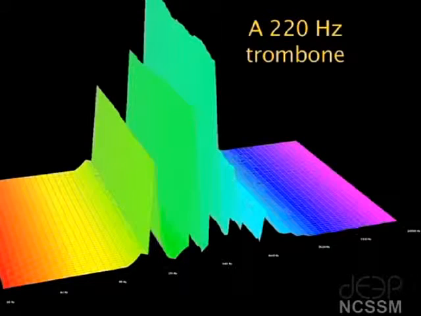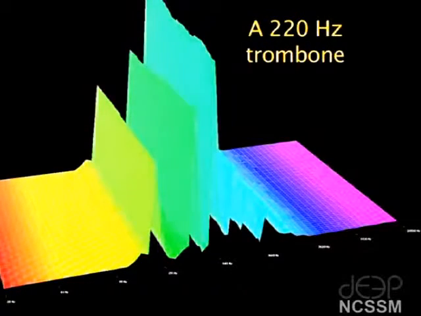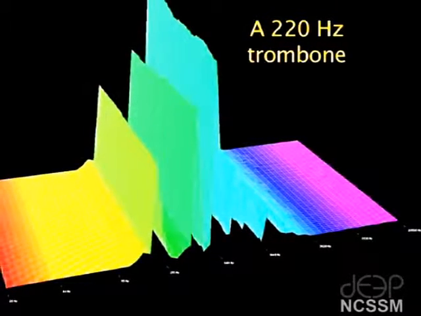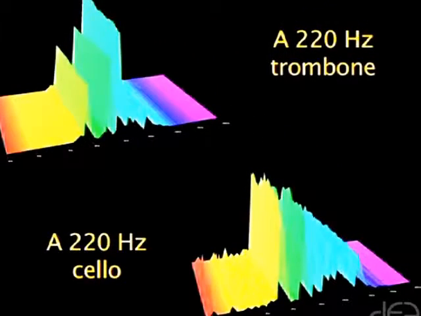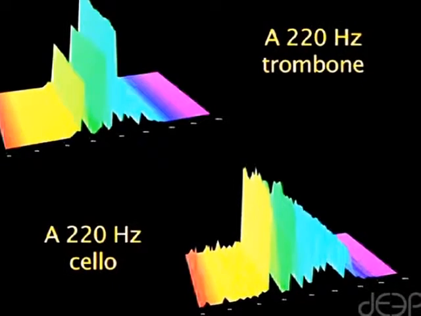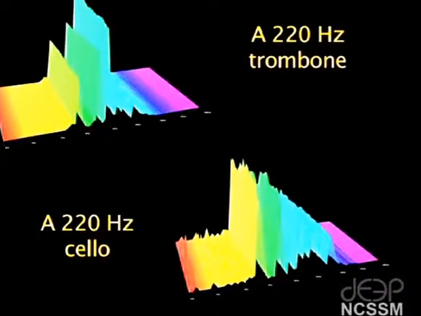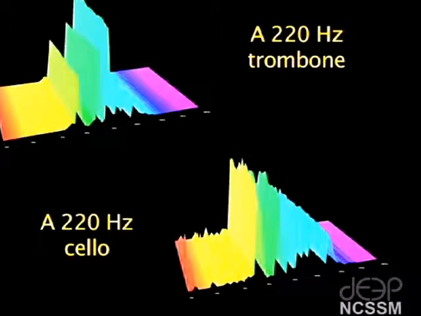What other frequencies are represented in the 3D image of the trombone? Are they the same as the cello or different? Are the amplitudes of the other frequencies similar to those of the cello or different? Is the fundamental frequency about the same amplitude? Which of the harmonics appear to have higher amplitudes? Which of the harmonics appear to have lower amplitudes?